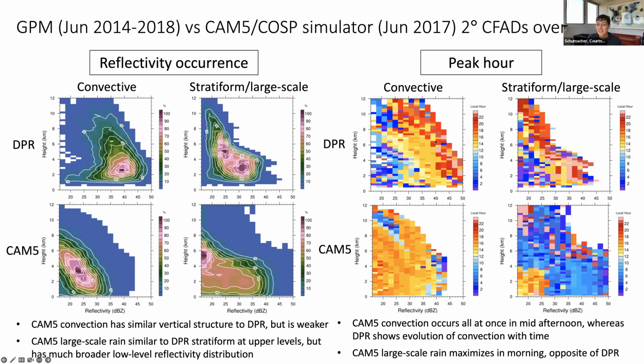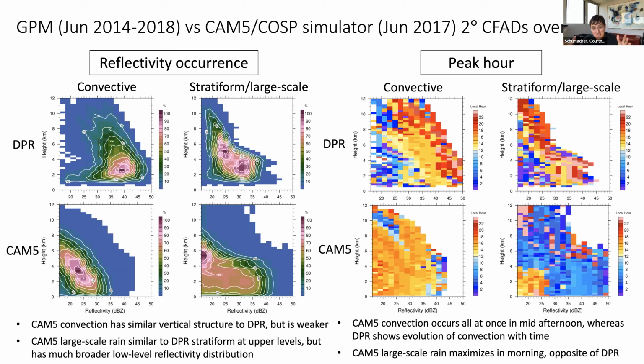And then when you look at the peak hour of these CFADs, the DPR sees, as we'd expect, most of the convective over daytime, and then the deeper stuff happens later in the day. So as your convection deepens in the DPR, it happens later in the day. The stratiform is going to be even later. It evolves from the deep convection, so it tends to be later than the convective region. Whereas in CAM5, it all goes at once.